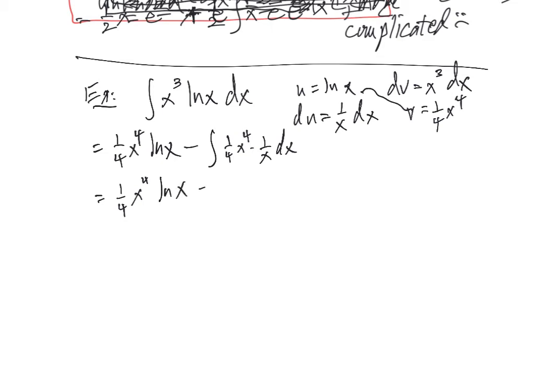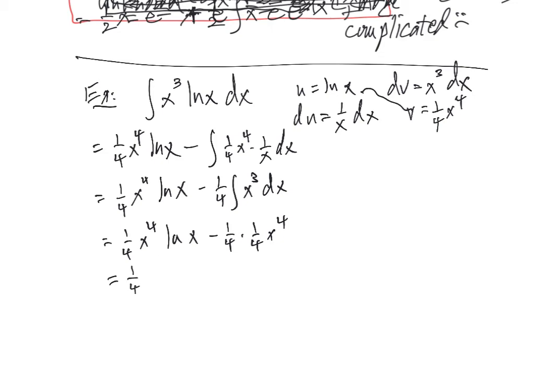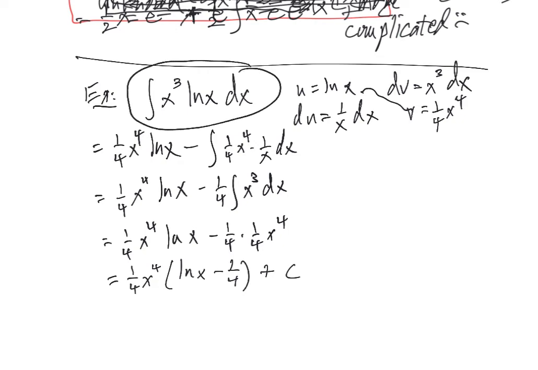And if we clean that up, I can take the 1/4 out and cancel an x. Leaves me x cubed. And easy antiderivative there: 1/4 x to the 4th. So let's take out 1/4 x to the 4th just for the fun of it. I get ln x minus 1/4. And then we'll add a c on. And there it is. This guy's antiderivative is that guy.